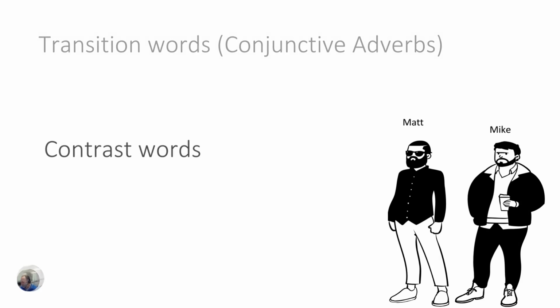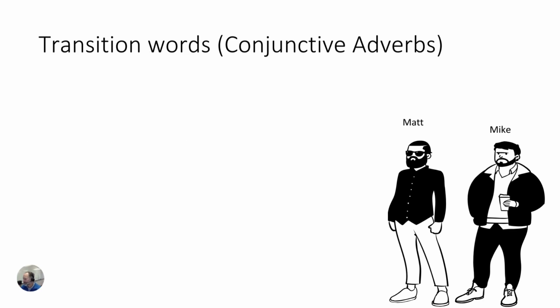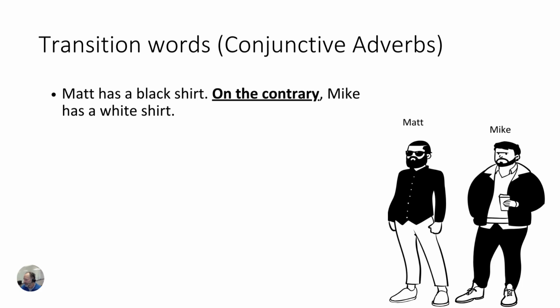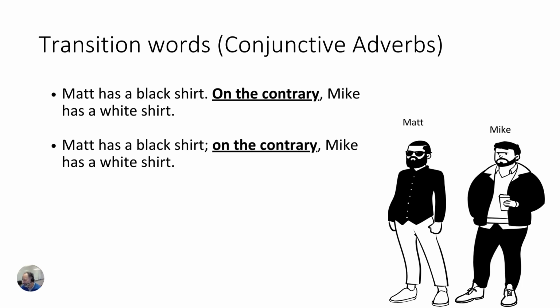Let's get started. We'll start with transition words or conjunctive adverbs. First, we have on the contrary. Matt has a black shirt. On the contrary, Mike has a white shirt. In this case, we'll have a period and then the transition words on the contrary and then a comma after. You could also put a semicolon there instead of a comma, especially when it's two short sentences that we're joining together.